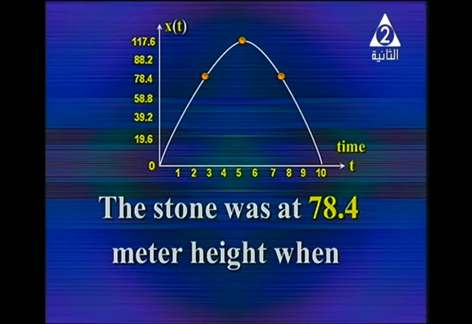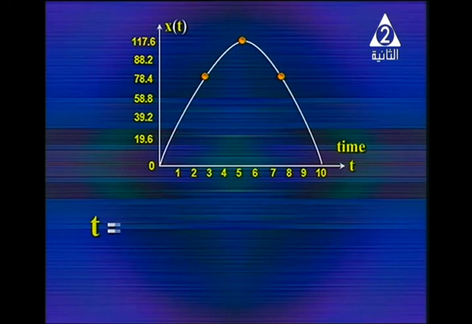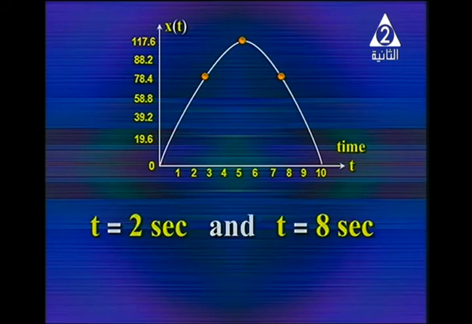The stone is at 78.4 meters when t equals what? 2 seconds. Look, when t equals 2, the point is on the curve at 78.4. t equals 2 seconds and t equals 8 seconds.